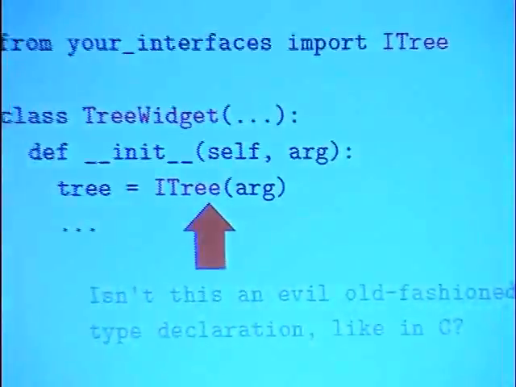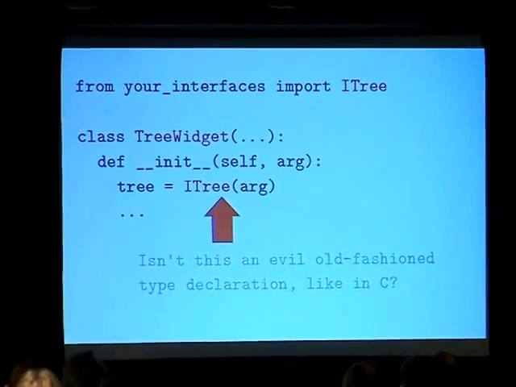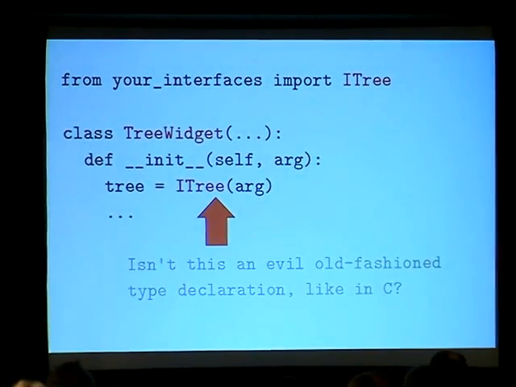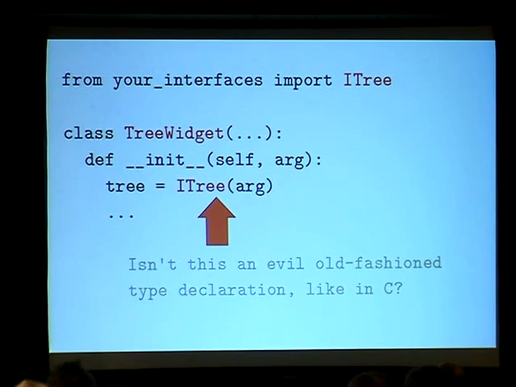Closing statement number 2. Dynamic adaptation might feel like a type declaration. You might have looked at this earlier and said, wait a minute, that looks like C. I'm talking about what kind of object I want. This is terrible.